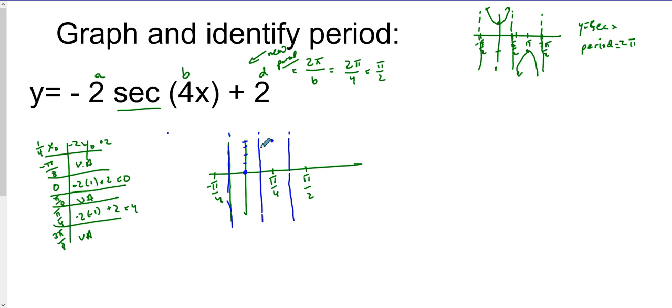Now, in looking at this, everything's being reflected. So that's why this negative right here is a reflection. So this is a reflection over the x-axis. And so instead of going up right here, you can see that that's going to go down, because everything is reflected. Right here, instead of going down, it's going to go up. So instead of being a max, it's now a min. Instead of being a min, now it's a max because everything's been reflected.